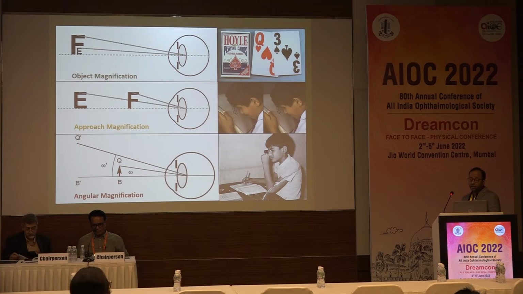A few optical systems like hand magnifiers or stand magnifiers use this principle. And angular magnification is the apparent change in the size of the object rather than the actual size of the object. So telescopes usually work on this principle.